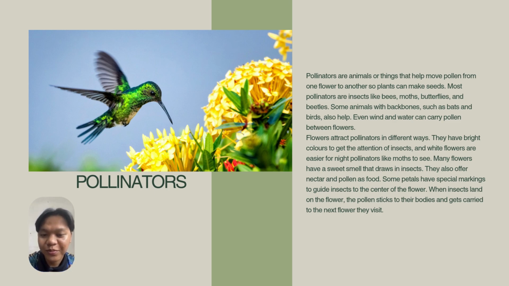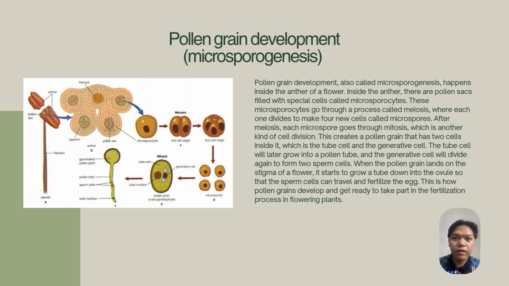Okay, so next is about pollen grain development, which is microsporogenesis. Pollen grain development, also called microsporogenesis, happens inside the anther of a flower. Inside the anther, there are pollen sacs filled with special cells called microsporocytes. These microsporocytes go through a process called meiosis, where each one divides to make 4 new cells called microspores. After meiosis, each microspore goes through mitosis, which is another kind of cell division. This creates a pollen grain that has 2 cells inside it, the tube cell and the generative cell.